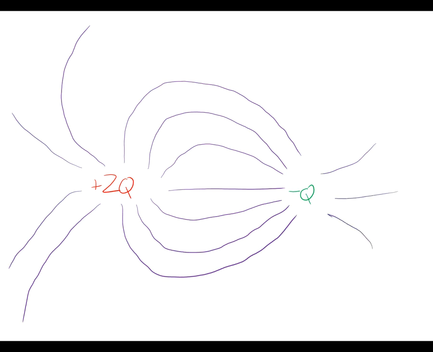All of these are pointing towards the negative Q and away from positive 2Q. Why does it look like this? Because 2Q is much stronger, and so if you add the vectors together, they're going to have a more pronounced effect around 2Q.